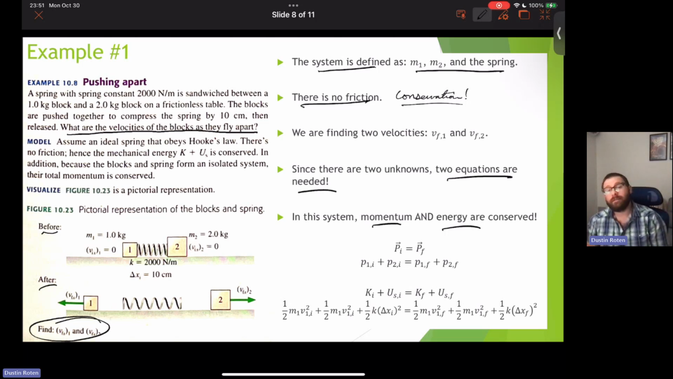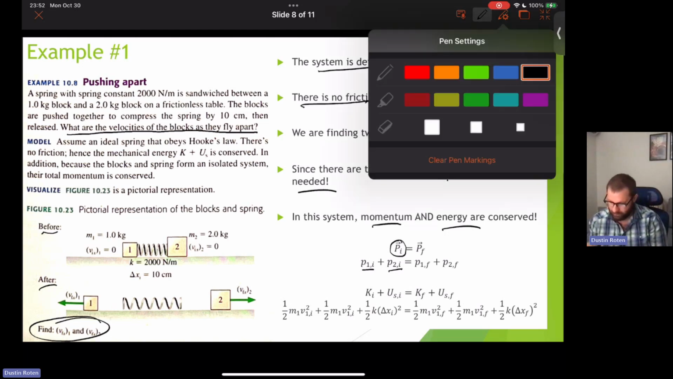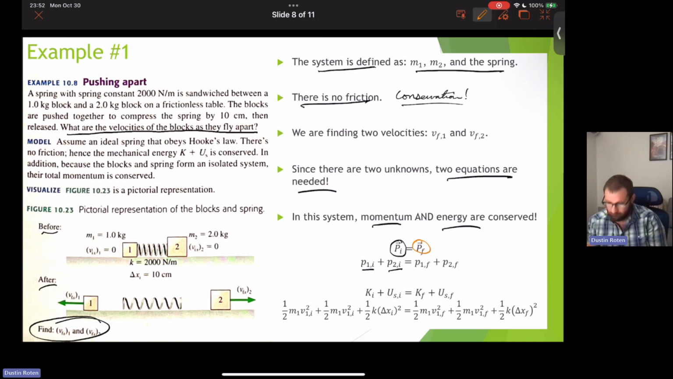So remember, capital P means total momentum. So our total initial momentum, big P_i, is going to be the initial momentum of the first block plus the initial momentum of the second block. That initial momentum has to equal the final momentum, which of course is just the final momentum of the first and second block. That's easy to set up.